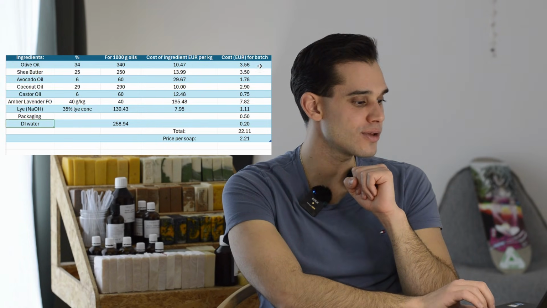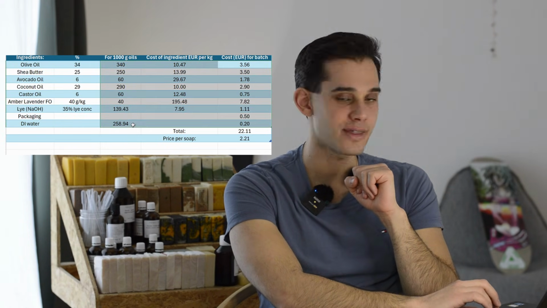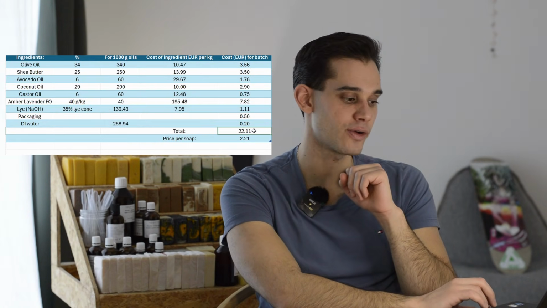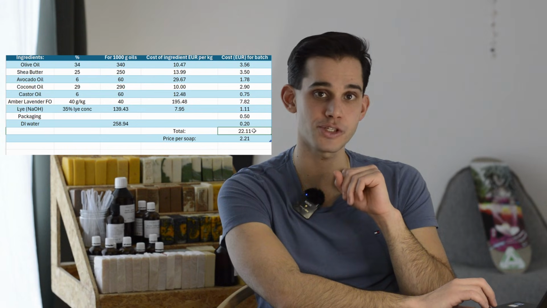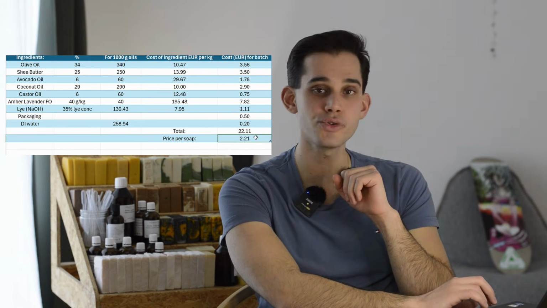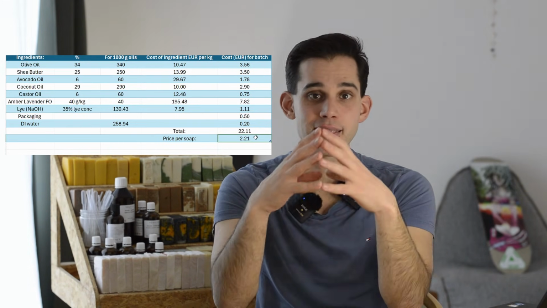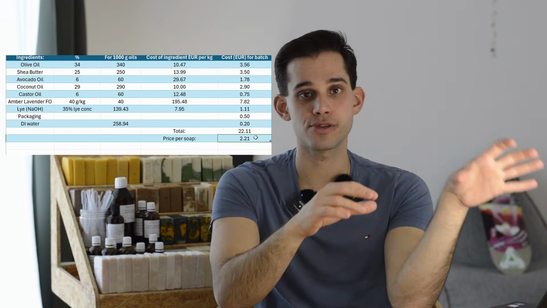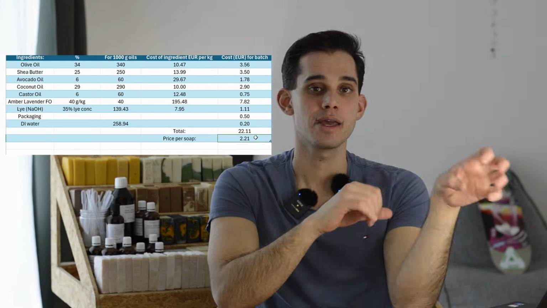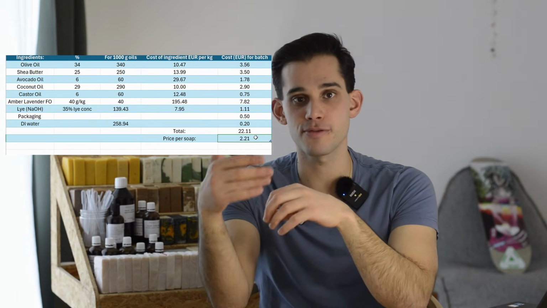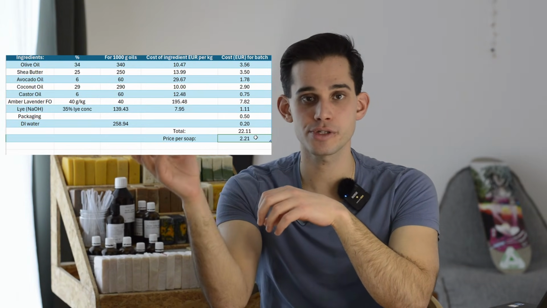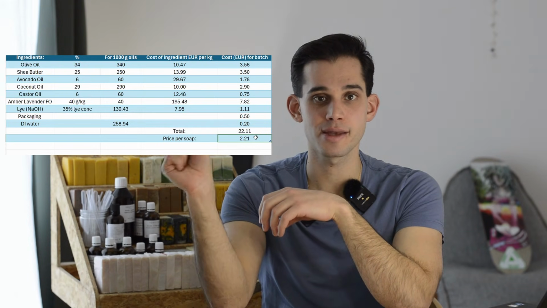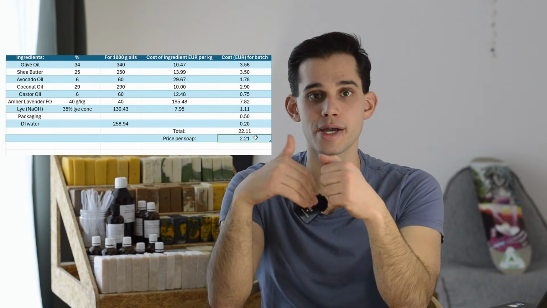So if we take all of this into account, for 1,000 grams of oils, we get around a price of 22 euros for the whole batch, and you can make around 10 soaps with that. So that's 2.2 euros per soap. This is a luxury handmade soap. This is just the cost of the ingredients. If we also take, of course, the cost of buying stainless steel bowls, a stick blender, a spatula just for soap making, then the price increases.